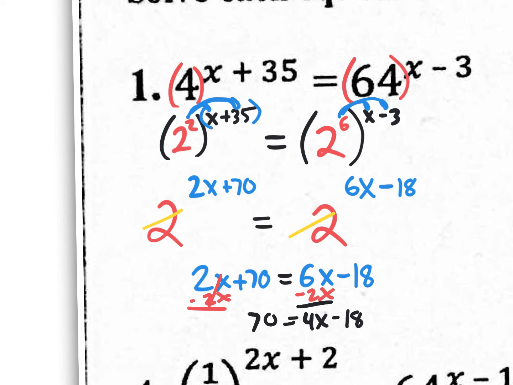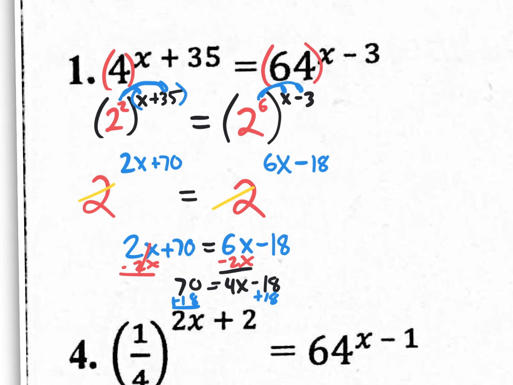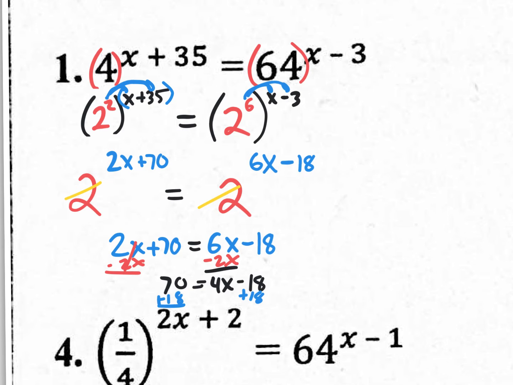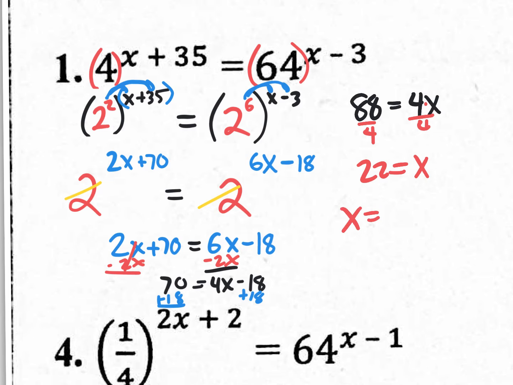And then I am going to add 18. I don't have any space, so I'm going to rewrite my equation over here. 70 plus 18, that's 88, equals 4x, and we're going to divide by 4, giving us our answer, x equals 22.